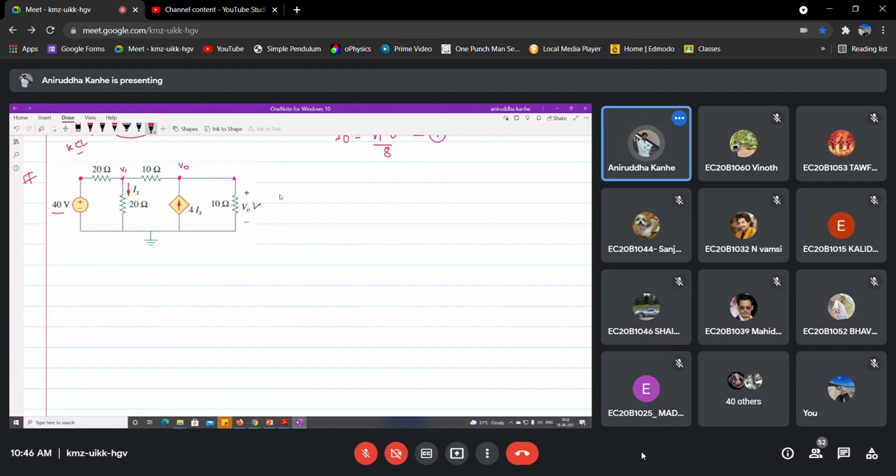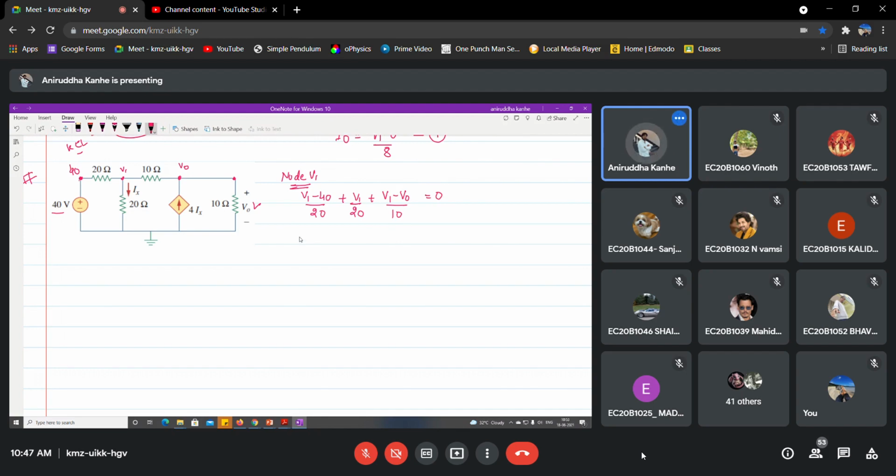Now we can write the nodal. We will start with node V1. V1 minus 40, by 20. Plus V1 by 20. Plus V1 minus V0 by 10. So 3 branches are connected, that means three terms will come. So obviously this is equal to 0.